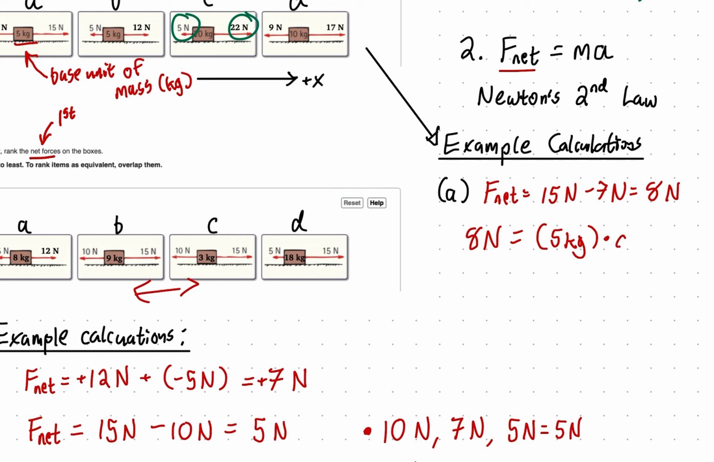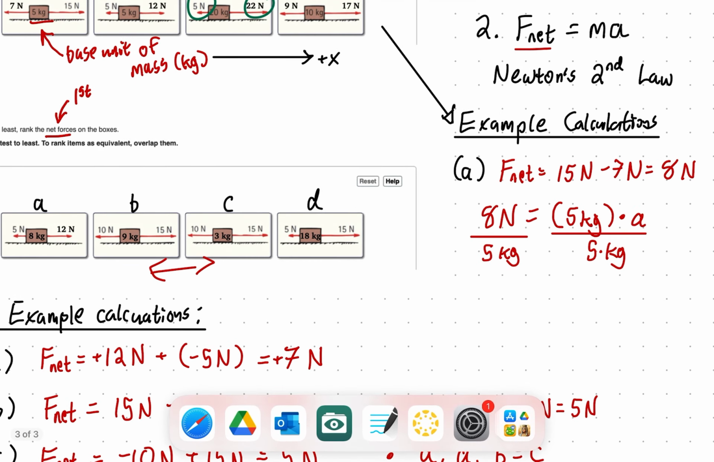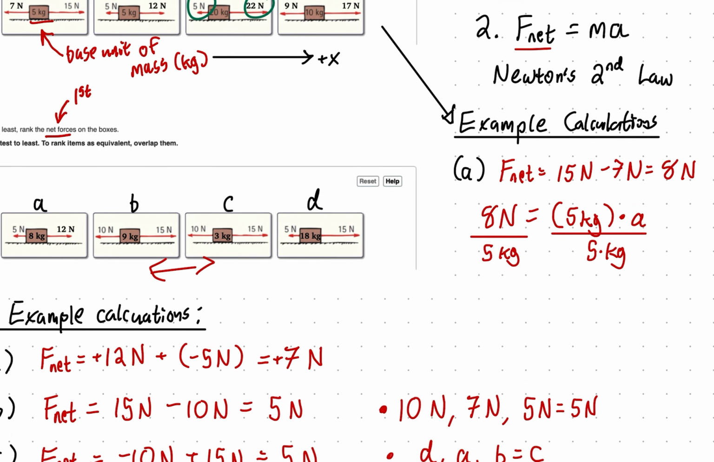All right, so 8 newtons equals 5 kilograms times A. A is going to have units of meters per second squared, because that's one of the base units I forgot to mention. Distance is meters. And so then we just go ahead and solve for A, which involves dividing both sides by 5 kilograms, because that would be the way to isolate the variable A, the acceleration. Let's go ahead and pull up a calculator here, which I forgot to open. All right, let's do that.